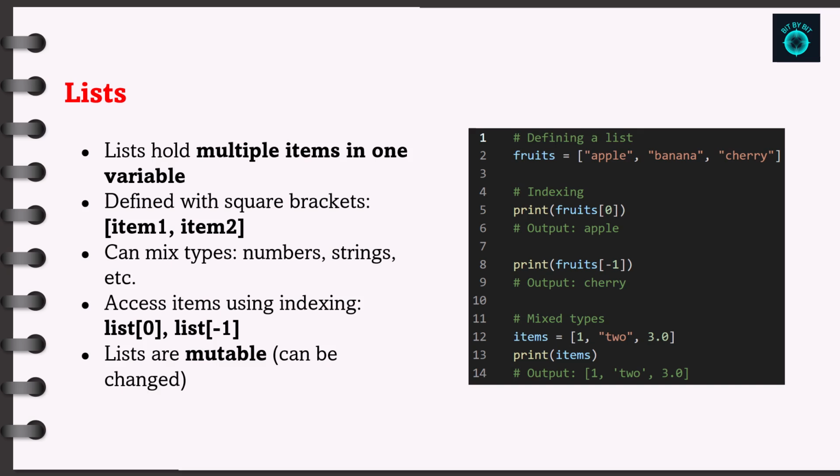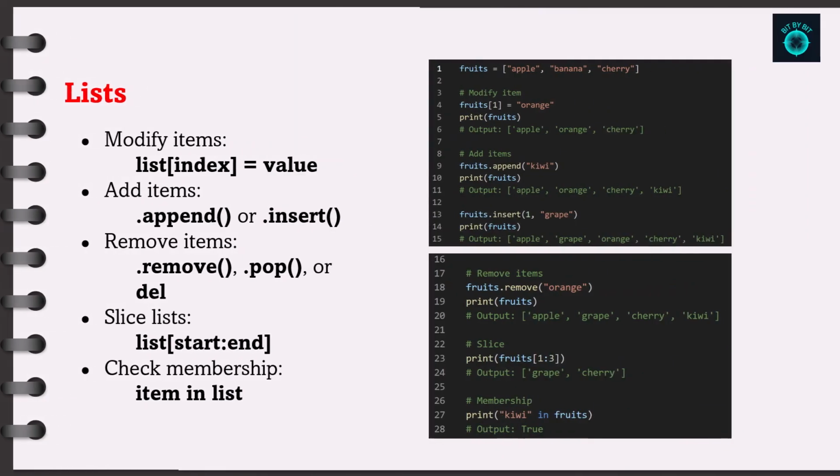Unlike strings, lists are mutable. That means you can change their contents. Lists are very flexible. You can change an item by assigning a new value to a specific index. To add items, use append to add to the end, or insert to add at a specific position. To remove items, use remove, pop, or the del statement. You can also slice lists using start and end indexes, just like with strings. Finally, use the in keyword to check if an item exists in the list.